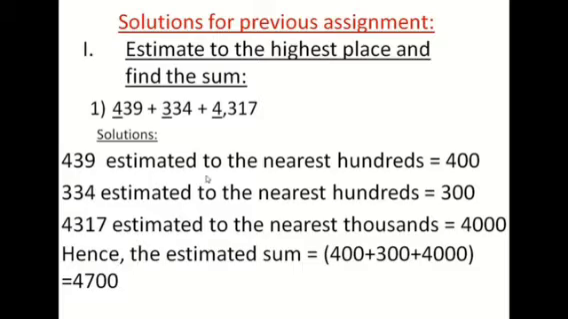So 439 estimated to the nearest hundred is 400. 334 estimated to the nearest hundred is 300. 4317 estimated to the nearest thousand is 4000. So hence the estimated sum equals 400 plus 300 plus 4000 equals 4700. I hope you all underlined and solved correctly.